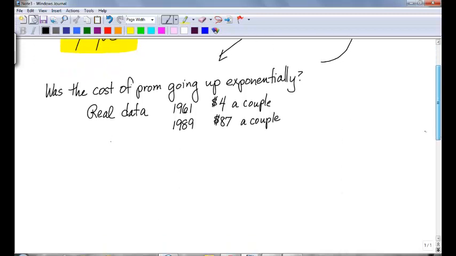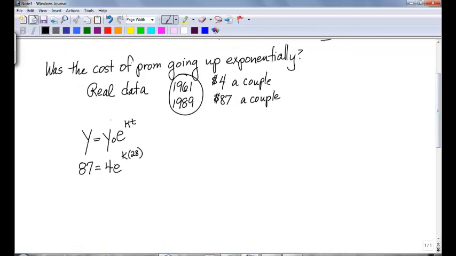So he wanted to know, was it going up exponentially? Okay, so he looked at the data and used the formula y equals y sub 0 e to the kt power. And he said, okay, the final was $87. The starting was $4. And the k we don't know. And if you figure the difference in years here, there were 28 years. So what he's figuring now is what's the k, the growth constant? First thing he did was divide by 4. And if you do that, you get 21.75 equals e to the 28k power.